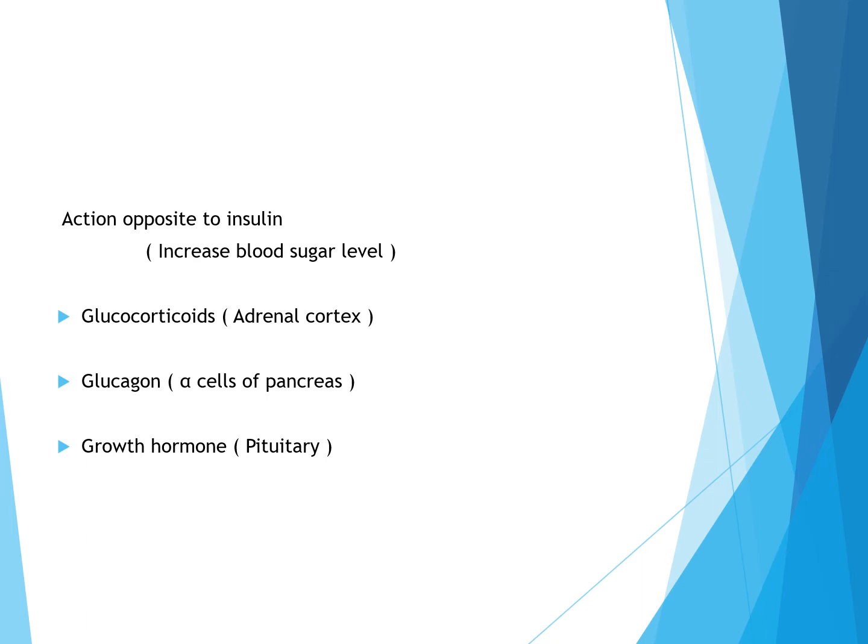There are some hormones which have an action opposite to insulin. The function of insulin is to reduce the blood sugar level. So there are some hormones which actually increase the blood sugar level. So, glucocorticoids from the adrenal gland, glucagon from the alpha cells of the pancreas, and growth hormone from the pituitary gland have a function opposite to insulin, and these three hormones, they increase the blood sugar levels.